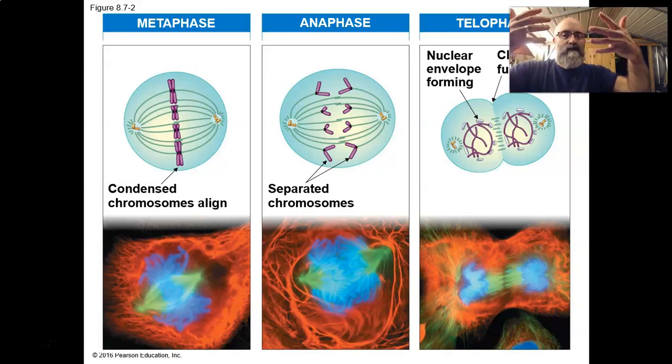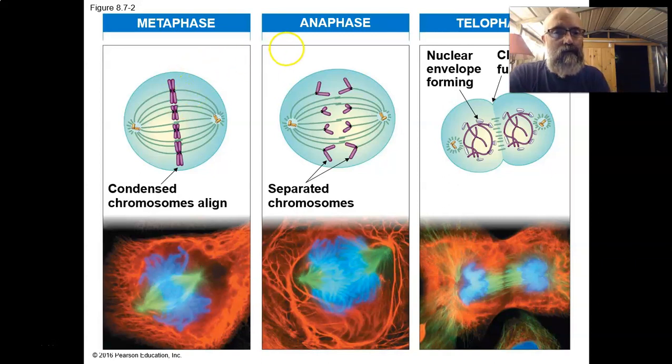So in humans, this would be 23 different chromosomes attached to the spindle apparatus, to microtubules. They all pull apart, and where are they headed? They're headed for opposite ends of the cell. Okay? So that's anaphase, when they split and they move.